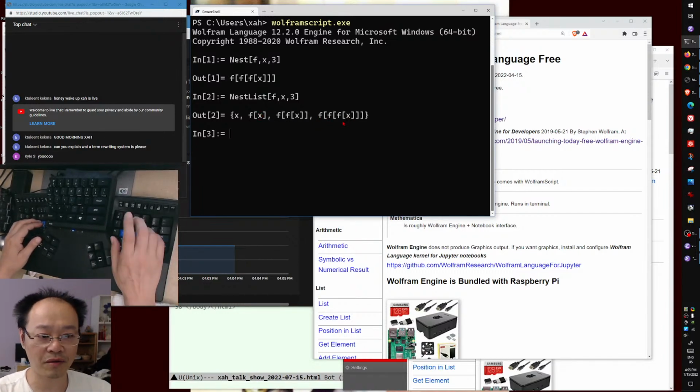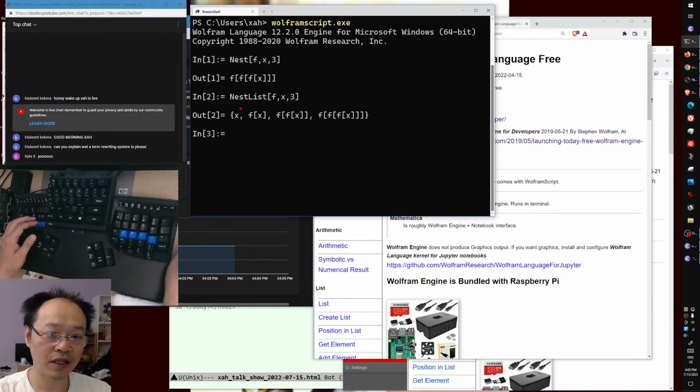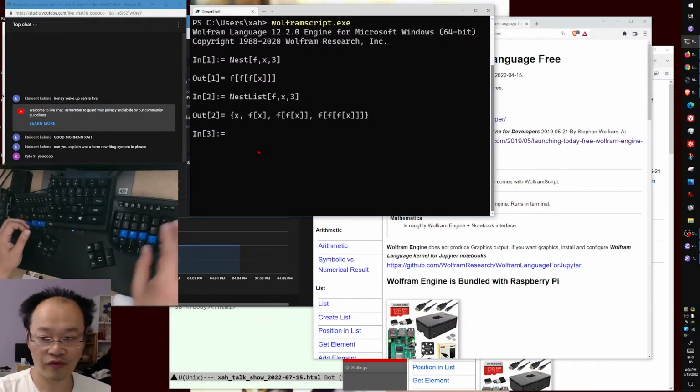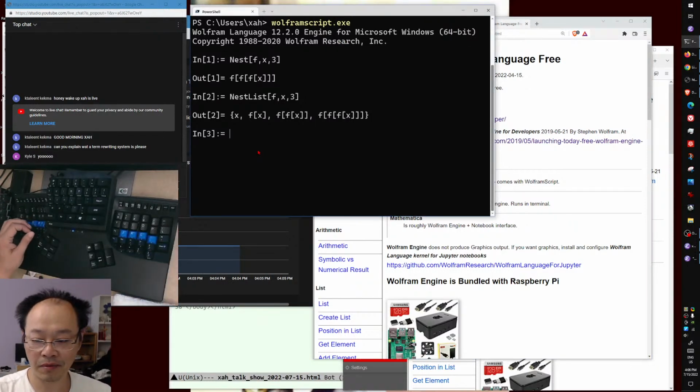Let me show you something very interesting. You are looking at Wolfram script, which is the interface to the Wolfram language. Whenever you evaluate something, it sends an expression to the Wolfram engine. When you download the Wolfram engine free, it comes with Wolfram script. Wolfram script is a command line interface.